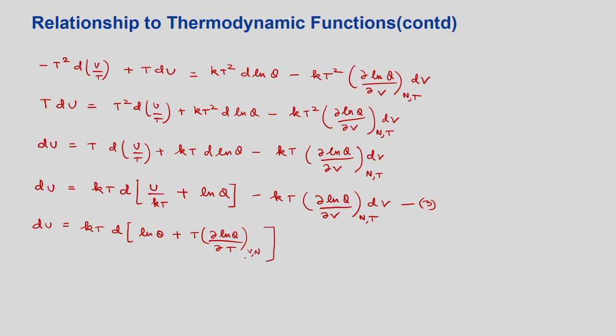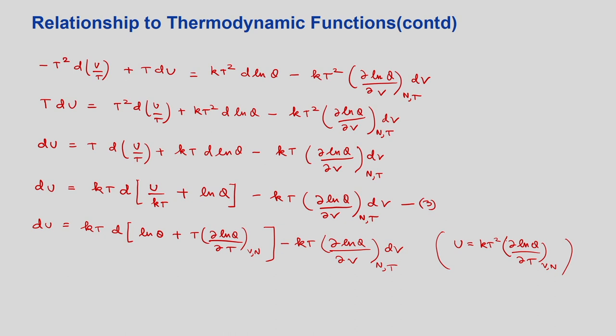Now, I can write this U by q as T into ∂ln q by ∂T. Because this comes from the definition of internal energy, if I recollect, I am again writing it down: U equals kT squared into ∂ln q by ∂T into V by N. This expression, U by kT, I am writing as T into this expression. Then the remaining expression is the same as before.